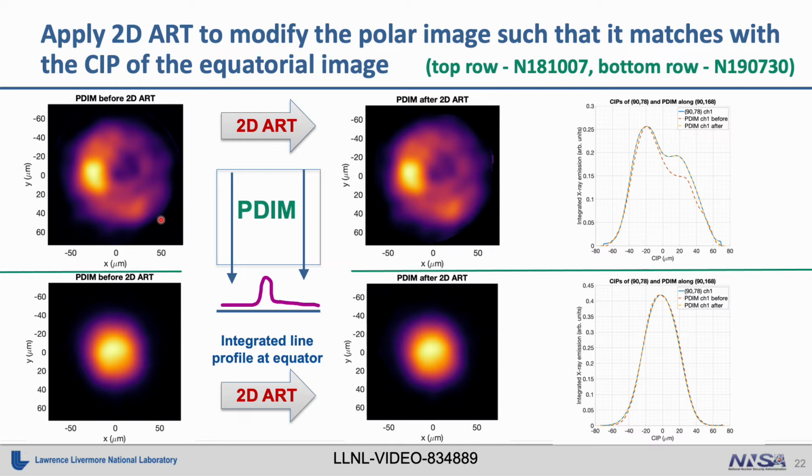We use the experimental polar image as an initial guess. We put it into a 2D ART algorithm matching the CIP of the equatorial image, and we further constrain our algorithm such that the pixel value change has to be smaller than the possible change due to noise. So, as you can see here, before and after the 2D ART process, not only does the CIP match now perfectly, but the polar image does not change in any statistically significant way.